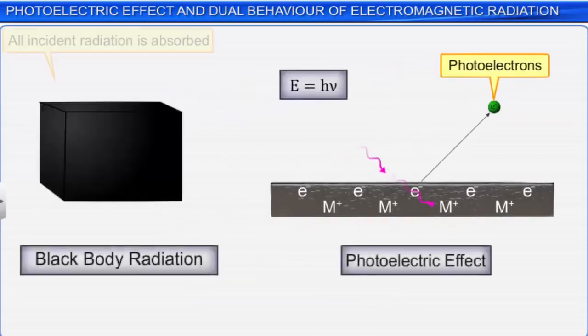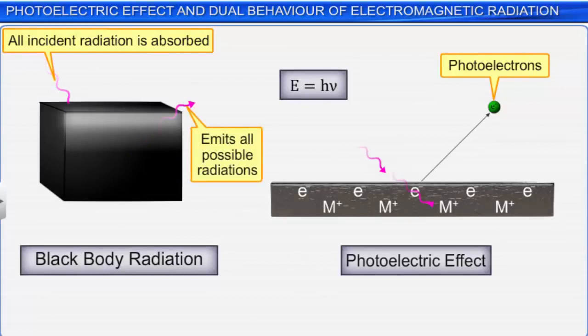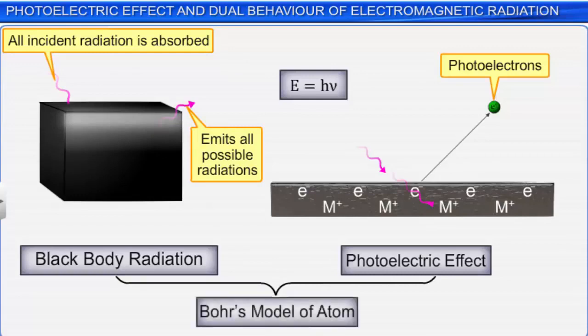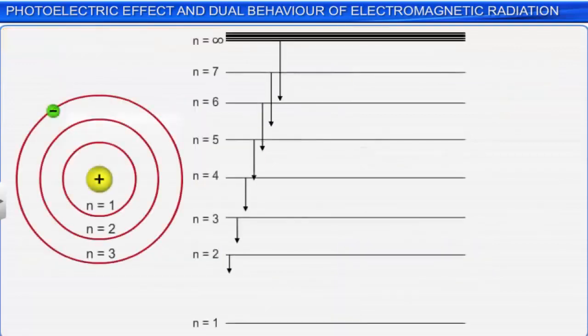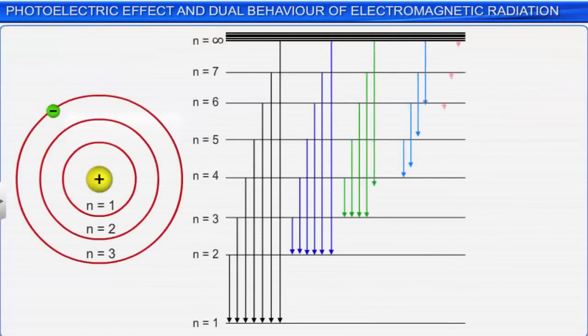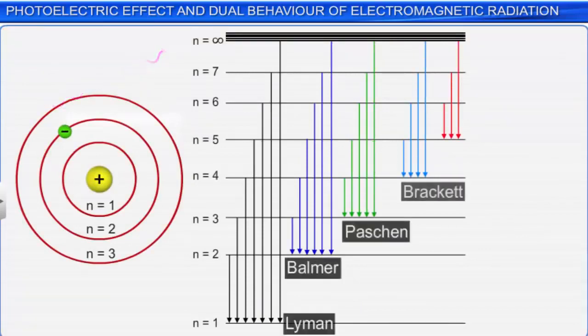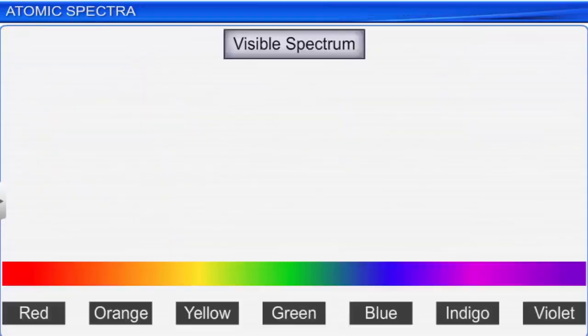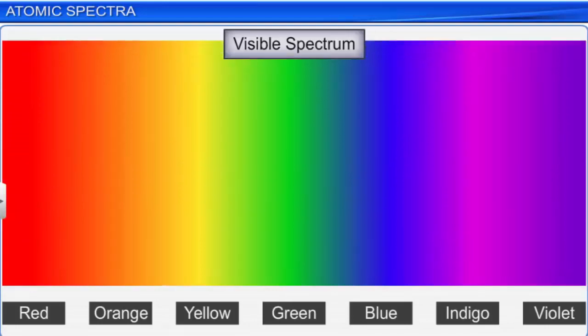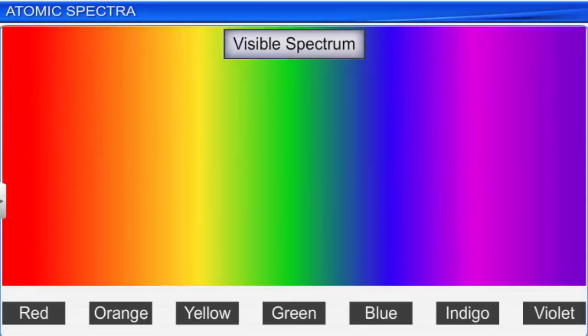Thus, these theories and conclusions, such as the black body radiation and the photoelectric effect, led to the development of further Bohr's model of atom. Bohr's model of atom could successfully explain the line spectrum of hydrogen atom that you will learn about in the next module. Before we begin to learn about atomic spectra, let's understand the term spectrum.